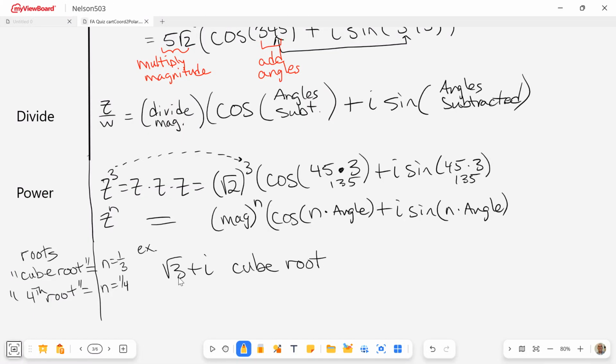I always like a little bit of a drawing. I see I'm going out the square root of 3 and I'm going up 1. So this is my long leg, this is my short leg, and that means I've got a 30-degree angle. I recognize the square root of 3 down here. Then the hypotenuse is twice as big, so my magnitude is 2. So my number is 2 cosine 30 plus i sine 30.